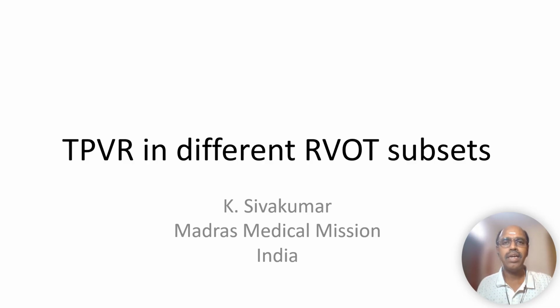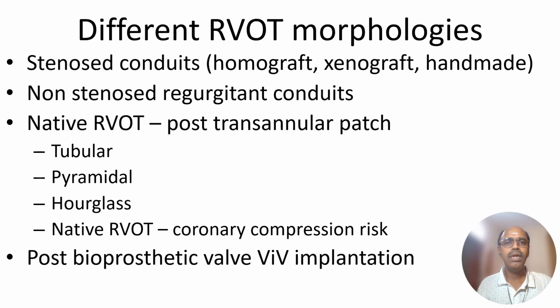We will be discussing particularly pulmonary valve implantation in different right ventricular outflow tract subsets. If we see the different types of RVOT morphologies, the most traditional subset is conduits. Most of the conduits will be stenosed conduits. They may be either homografts or xenografts like Contegra, or handmade pericardial conduits.